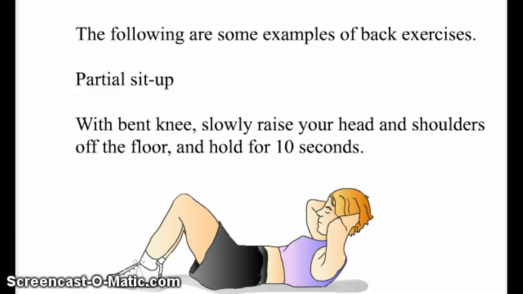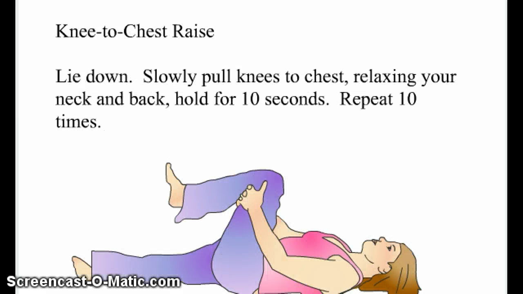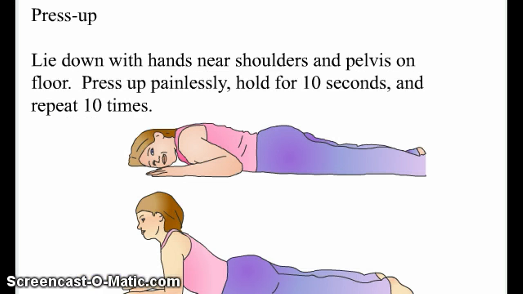Partial sit-up. With bent knees, slowly raise your head and shoulders off the floor and hold for 10 seconds. Knee to chest raise. Lie down. Slowly pull knees to chest, relaxing your neck and back. Hold for 10 seconds. Repeat 10 times. Press up. Lie down with hands near shoulders and pelvis on floor. Press up painlessly. Hold for 10 seconds and repeat 10 times.